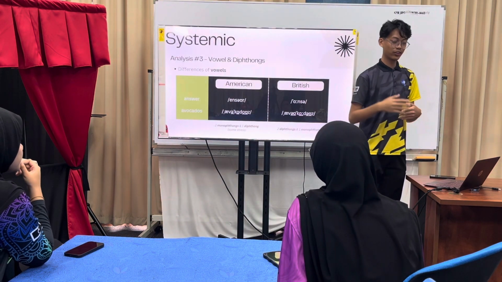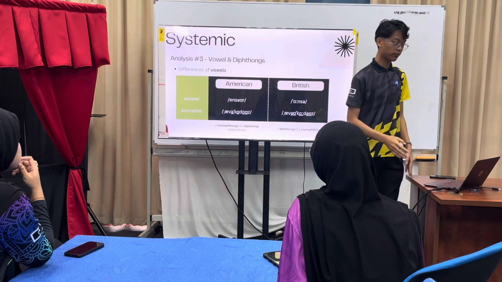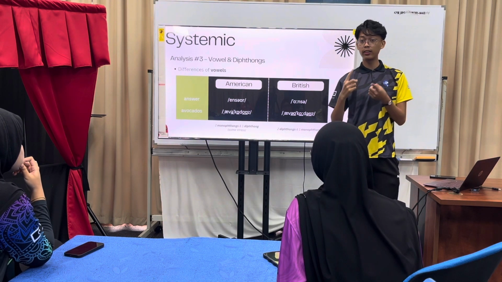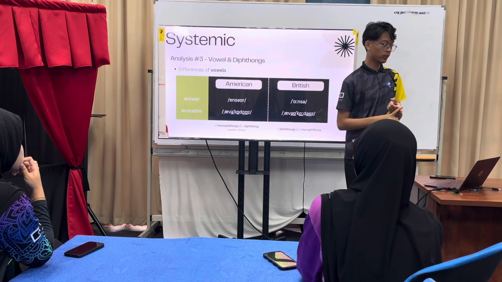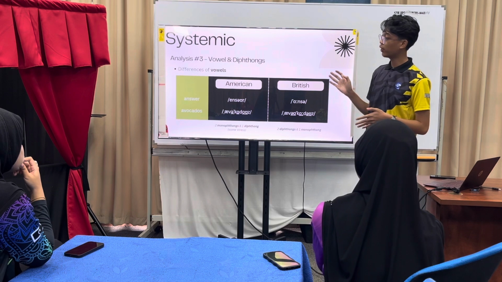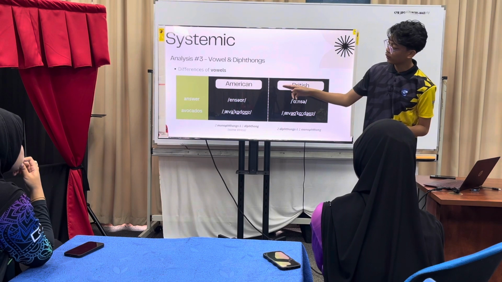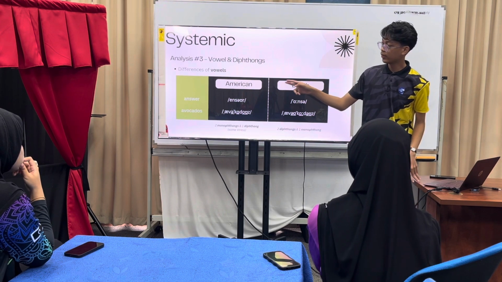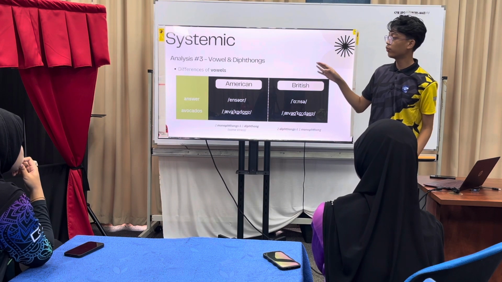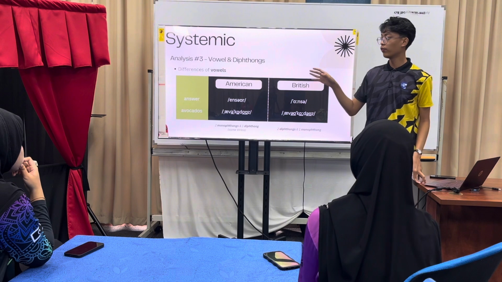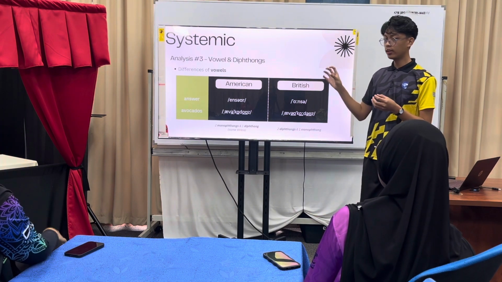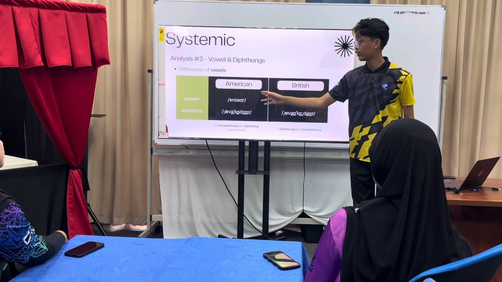Okay, let's take a look at the third analysis under systemic, and the focus is on the vowel and the change of diphthongs. So differences of vowels can be seen in both accents. For American, here for example, answers and avocados. They tend to pronounce the word answers with a different vowel. They change the vowel sound in the first syllable and the second syllable.